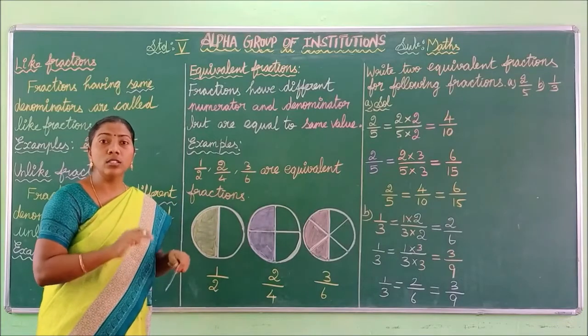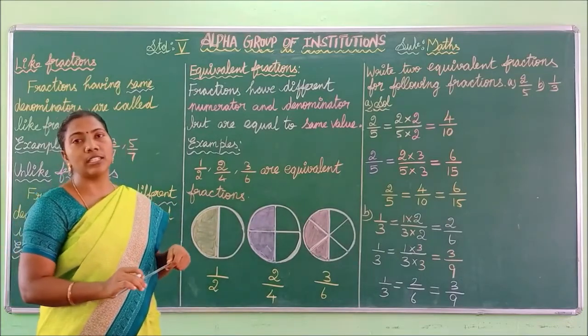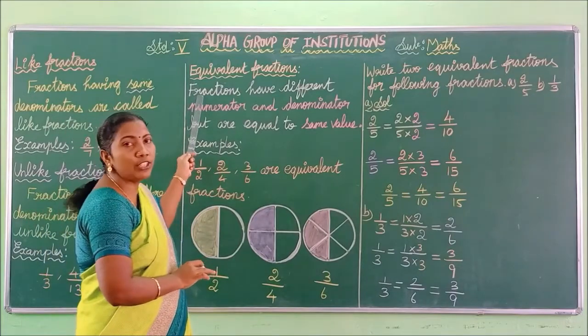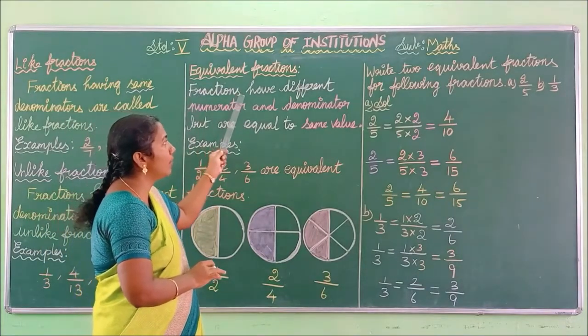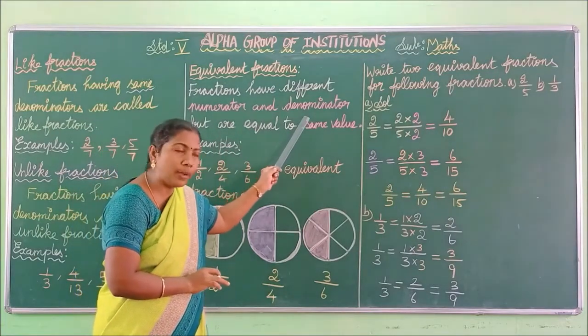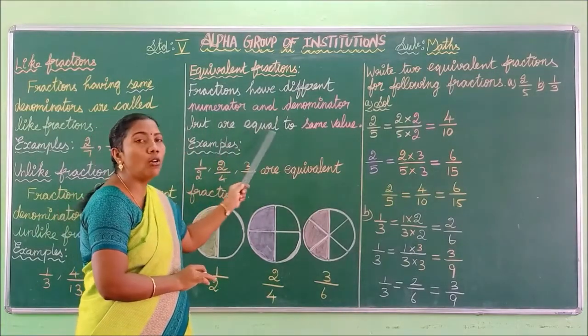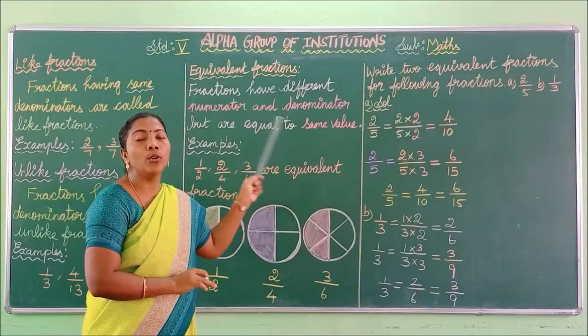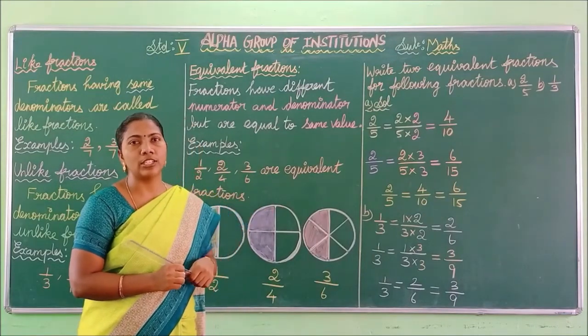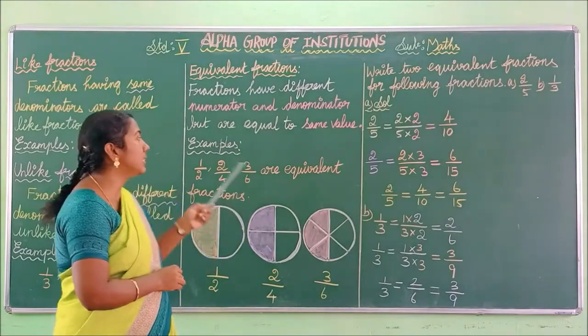They are equal to the same value. Such types of fractions are called equivalent fractions. Once again, read the definition. Fractions having different numerators and denominators but equal to the same value are said to be equivalent fractions. You will clearly understand by seeing this example.